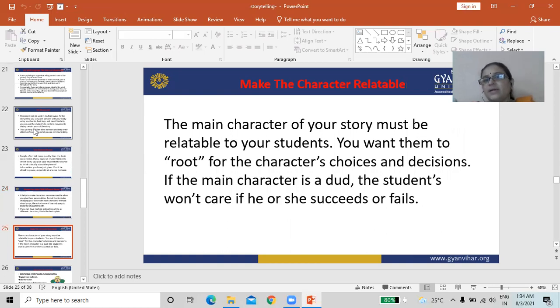Make the character relatable. The main character of your story must be relatable to your students. You want them to root for the character's choices and decisions. If the main character is a dud, the students won't care if he or she succeeds or fails.